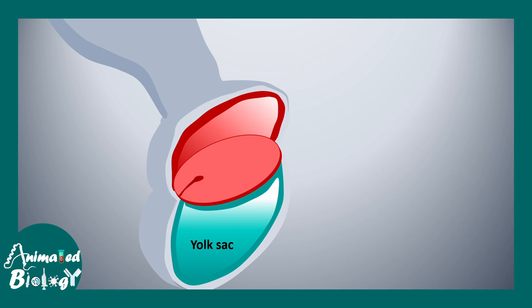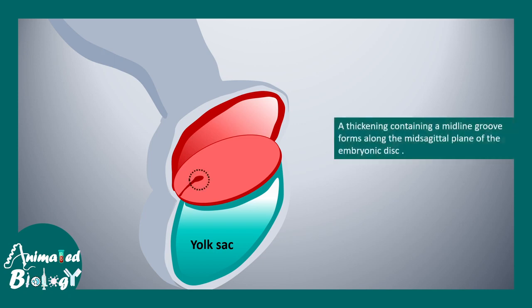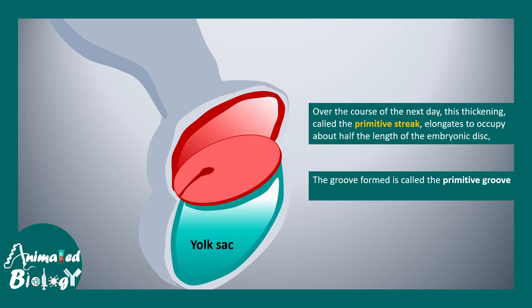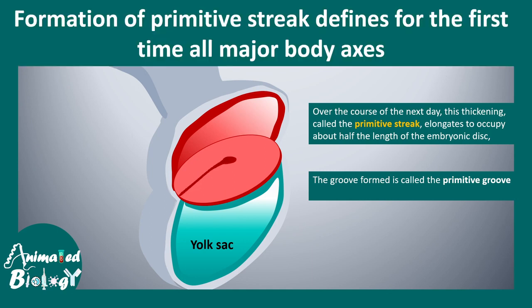disc is shown here. So the first event that happens in the embryonic development is a thickening throughout the midline of the embryo along the mid-sagittal plane, and this is known as the primitive streak. This primitive streak grows over the course of the next day. At the cranial end of this primitive streak, a groove forms. This is known as the primitive groove.